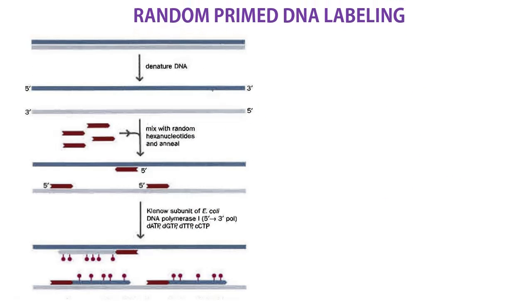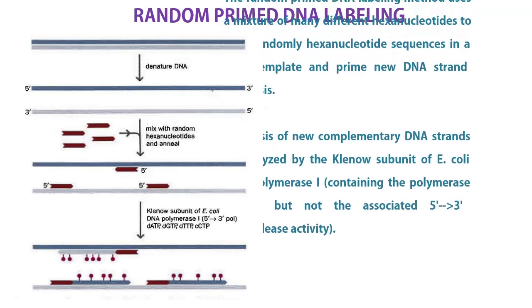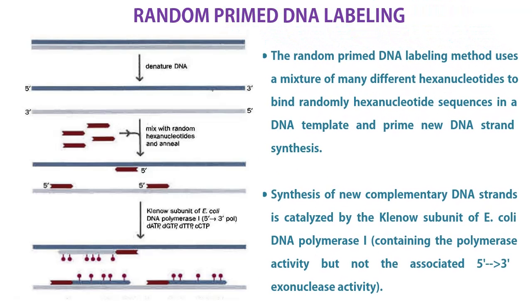Random prime DNA labeling. The random prime DNA labeling method uses a mixture of many different hexanucleotides to bind randomly to hexanucleotide sequences in a DNA template and prime new DNA strand synthesis. Synthesis of new complementary DNA strands is catalyzed by the Klenow subunit of E. coli DNA polymerase I, containing the polymerase activity but not the associated 5'-3' exonuclease activity.